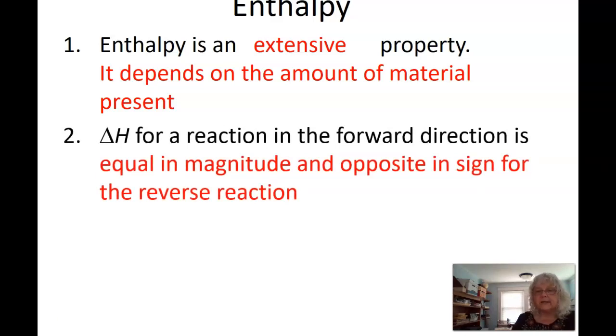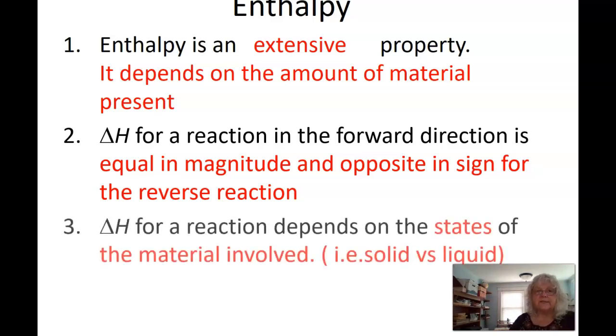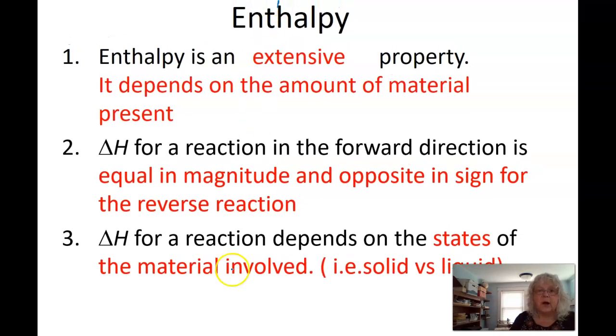Delta H for a reaction that's carried out in the reverse direction is going to be equal in magnitude and opposite in sign to the forward direction. So if I reverse a reaction, the magnitude, the size of the number, stays the same, but the sign will be different. And then last of all, the delta H will depend on the states of the materials involved. When I'm trying to figure out the enthalpy change for a reaction, it's different if I look up my reactants and products in different phases. So I have to be careful that I always look at the same phases when I'm doing that.